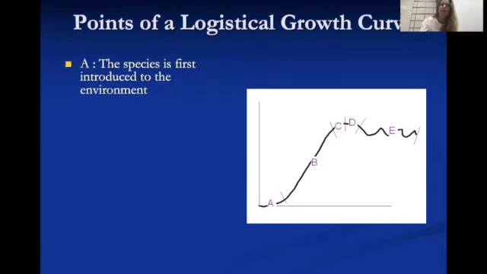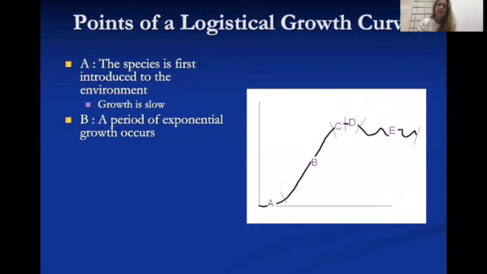So what are these points? At A, the species is first introduced into the population. And the species, there's only a few of them, and they're getting used to their new habitat, and they're finding food, and they're reproducing. But because there's only a few of them, and they're still kind of feeling out the space, they're not reproducing at a very quick rate. So the growth is slow there.